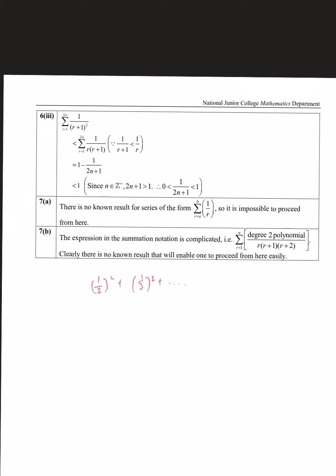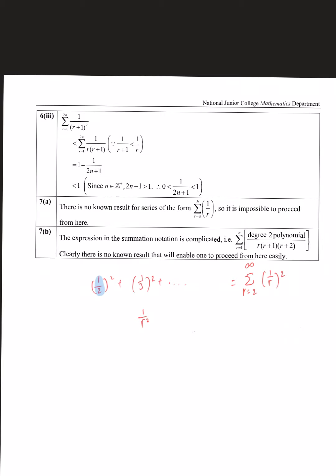If you look closer into this series, you realize that each term is actually expressible as 1 over r squared. But if I were to write it this way, I'm starting to sum from 1/2 squared. So this infinite sum will be expressible as the sum from r starting from 2 of 1 over r squared.